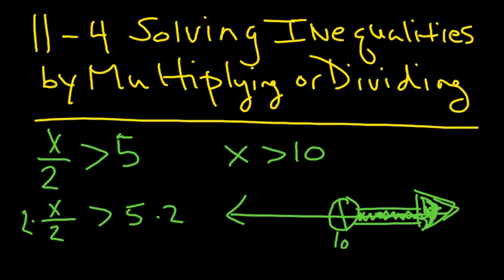Okay, 11-4, solving inequalities by multiplying and dividing. Now we've done some of this, mostly adding and subtracting, but you do it all the same way. There's only one weird thing, and we're going to get to the weird thing in a minute. Remember, this is how you do it. You pretend that's an equal sign, and you just solve it like you would if that was an equation. So, times 2 times 2, the 2's cancel, so that's x is greater than 10.